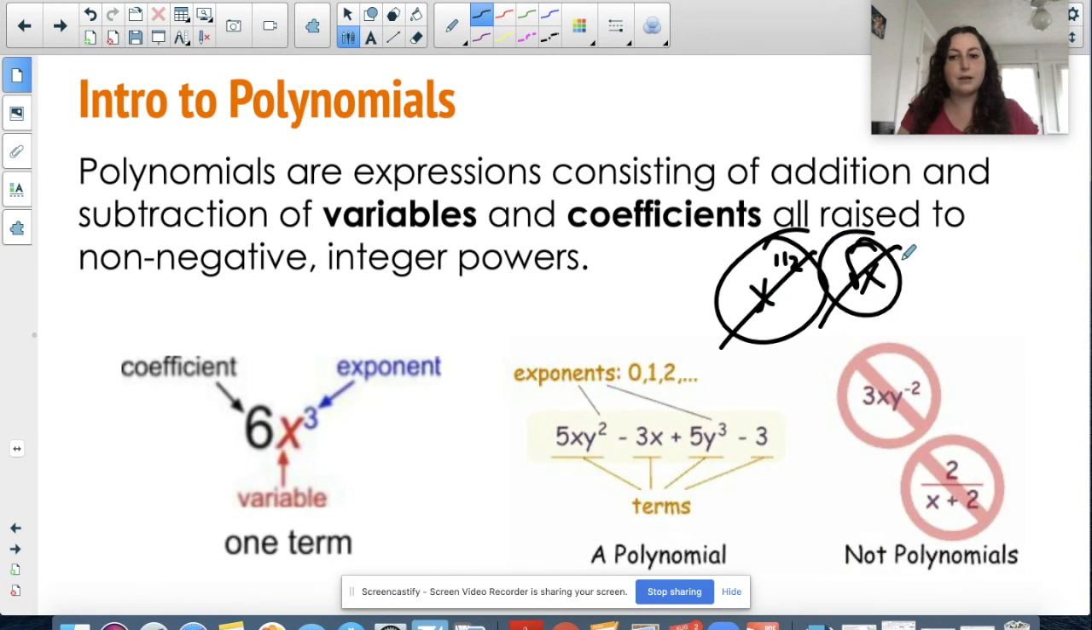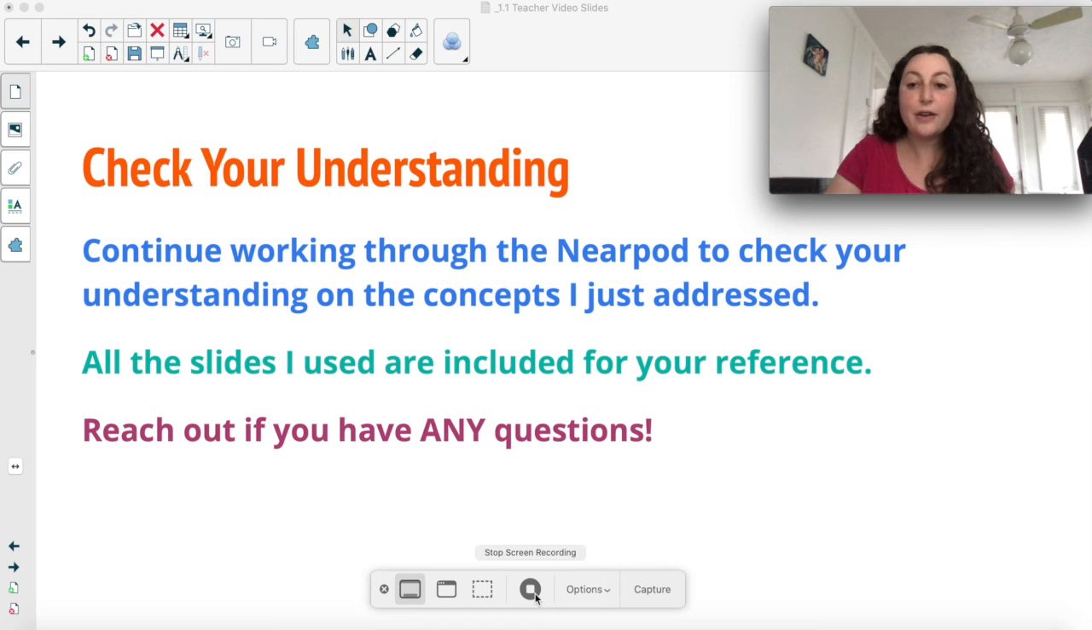Again, not a polynomial. So now you're going to go back to the next slide of the Nearpod and do a quick check your understanding to make sure you fully understand what a polynomial is.